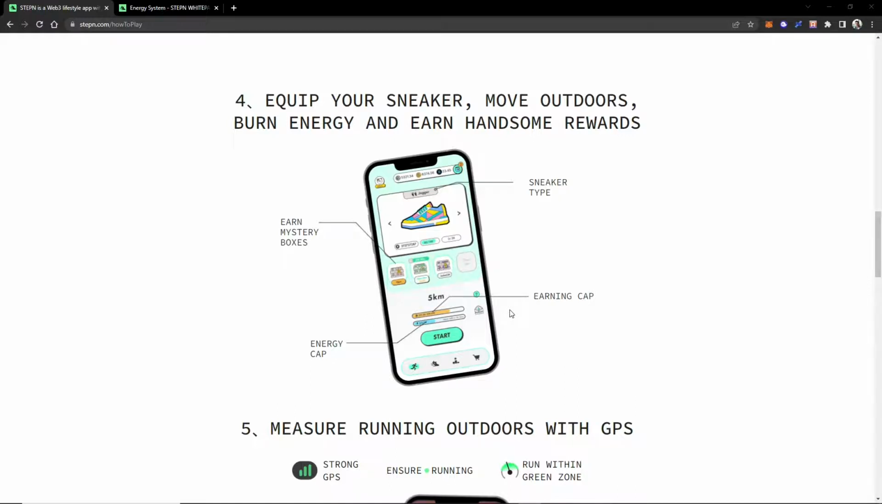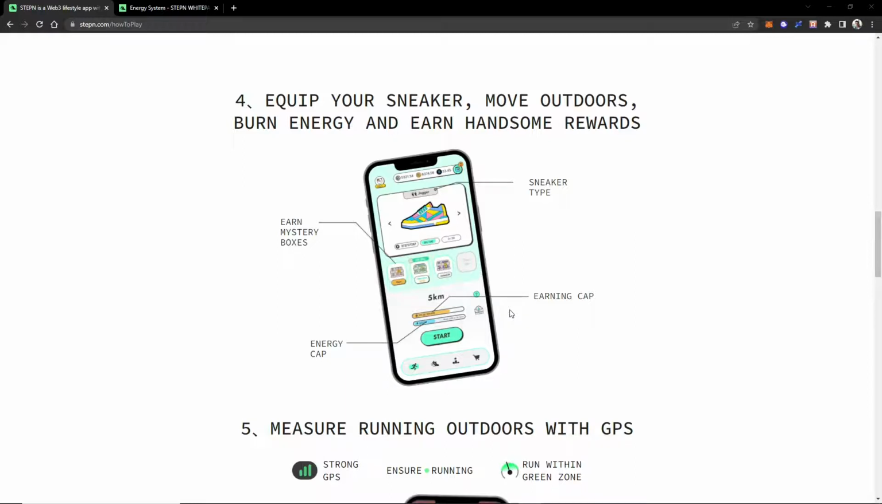We will start with the definitions. Energy system is one of the most crucial things in Stepn application because without energy, you cannot earn GST. While walking or running, you spend your energy to earn GST, and earning cap is the limit of GST that you can earn in a day.